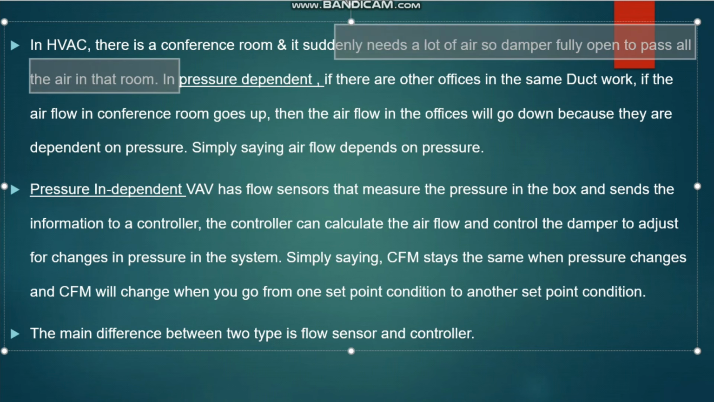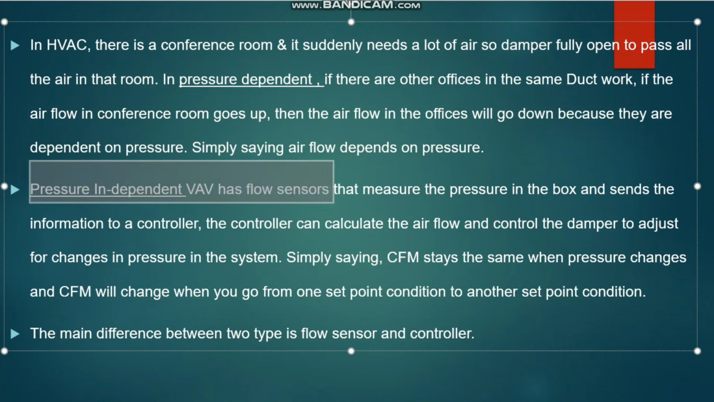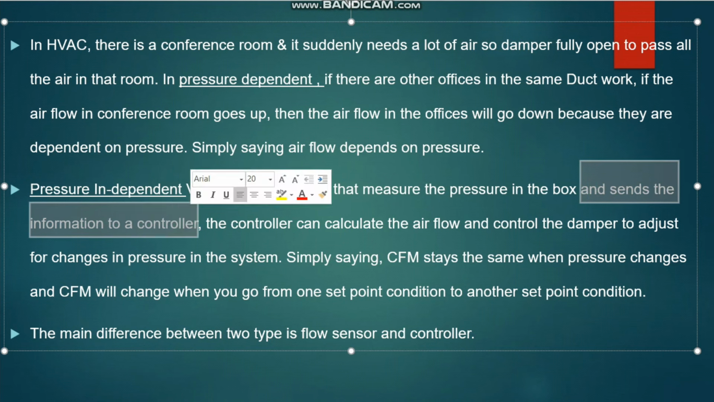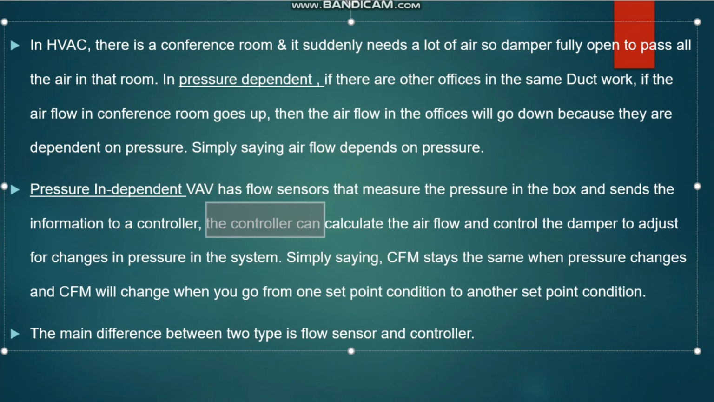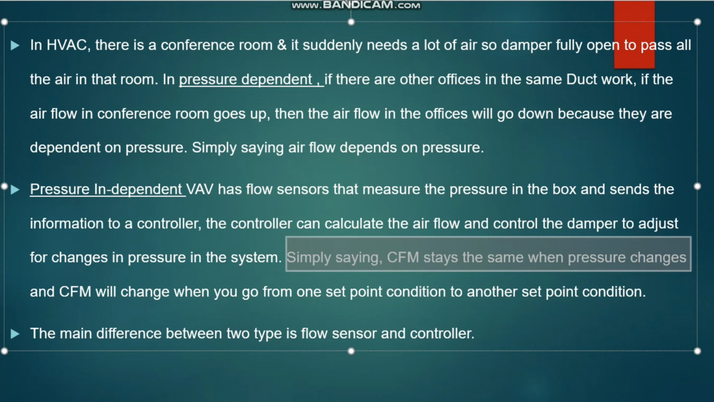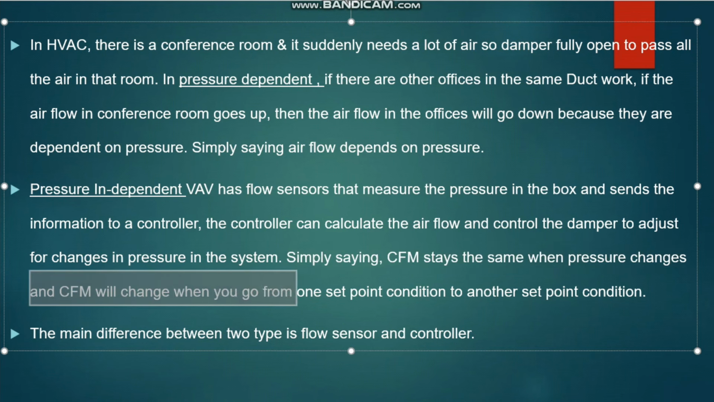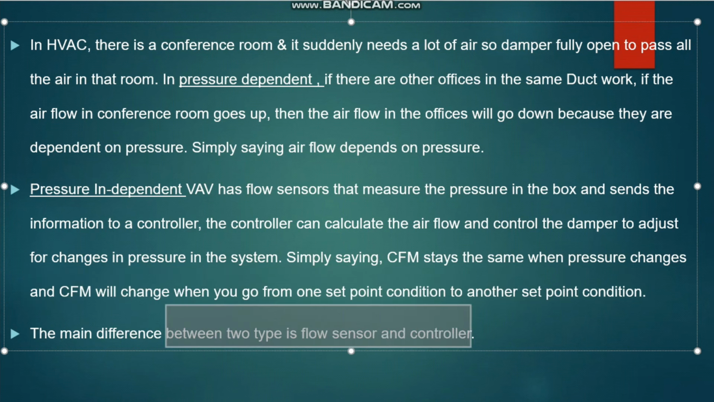Okay, coming to the pressure independent VAV, which has a flow sensor that measures the pressure in the terminal box, or VAV box, and sends the information to the controller located in the VAV. The controller can calculate the airflow and control the damper, opening or closing to adjust for changes in pressure in the system. Simply saying, CFM stays the same when the pressure changes, and CFM will change when you go from one temperature set point to another. So the main difference between these two types is the flow sensor and controller.